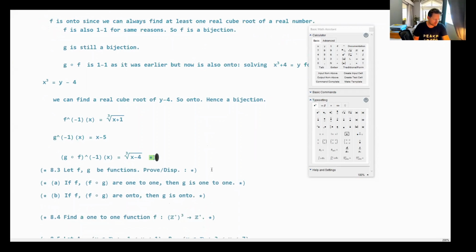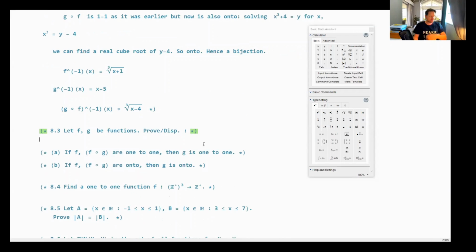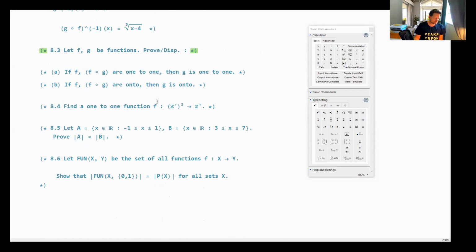Okay, great. That brings us to the next question, which is 8.3. Let f and g be functions. Prove or disprove the following. If both f and f compose g are one-to-one, then g is one-to-one. All right, so with this one, we want to proceed by proof by contradiction.